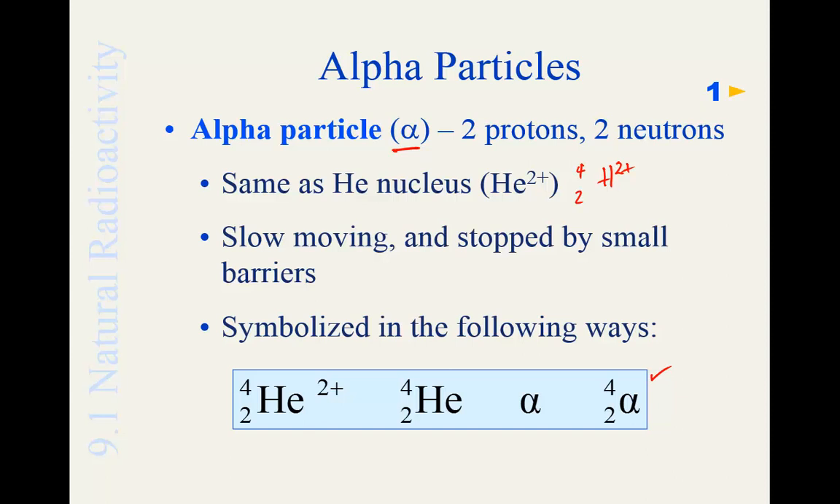The most common ones, I would say, is the 4-2 helium symbol and the Greek symbol alpha, lowercase alpha. It is true there is a charge on this particular particle, 2 positive, and the reason why is there's 2 protons, 2 neutrons. That's what gives us a mass number of 4. But those 2 protons do not have 2 electrons. And so the overall charge of an alpha particle is 2 positive.